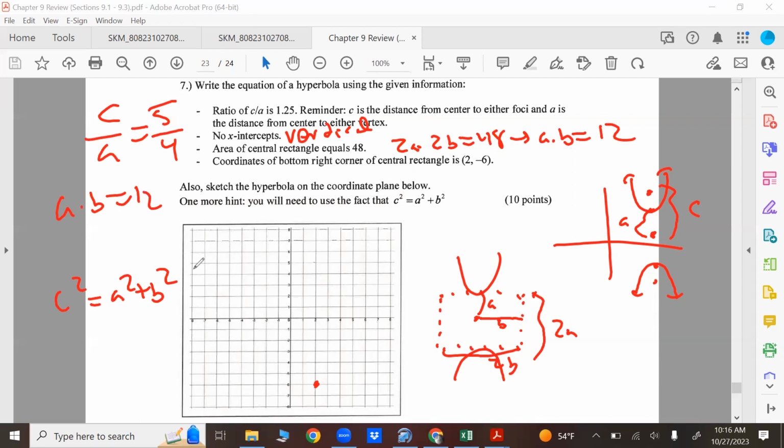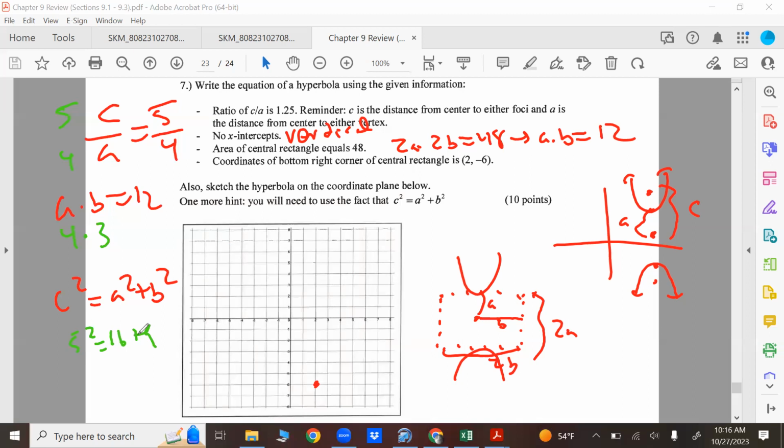So what do you think A, B, and C are going to be? What do you guys think? I would say 4, 3, and... Yeah, I like that. Good. So I'd say this is probably 4. That's probably 3. That's probably 5. That's probably 4. 5 squared is 16 plus 9. Yeah, I like that. Okay. All right, we're getting somewhere now.